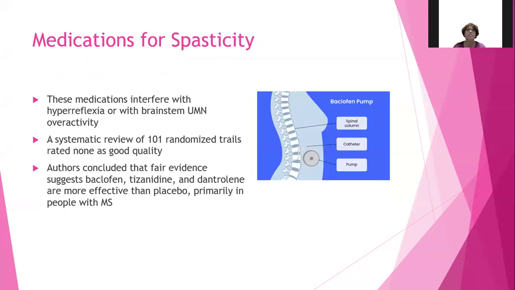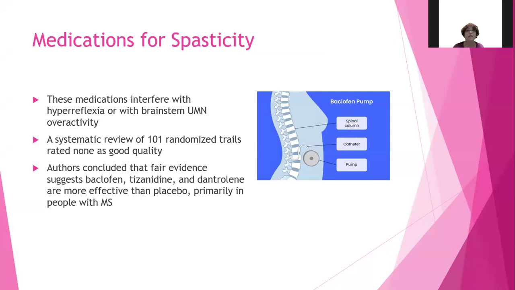So the medications that interfere with hyperreflexia or with brainstem upper motor neuron overactivity include things like baclofen, tizanidine, and some of the other ones. They're often used for people after stroke or with MS. The problem with oral baclofen or oral tizanidine is sometimes if you get enough dosage for it to be effective in reducing spasticity, it makes the person sleepy. So one of the things that they'll do is they'll use a baclofen pump, and the pump actually injects the baclofen into the thecal sac. They call it intrathecal baclofen, and so you can get the effects you want with much lower dosage and reduce the side effects.